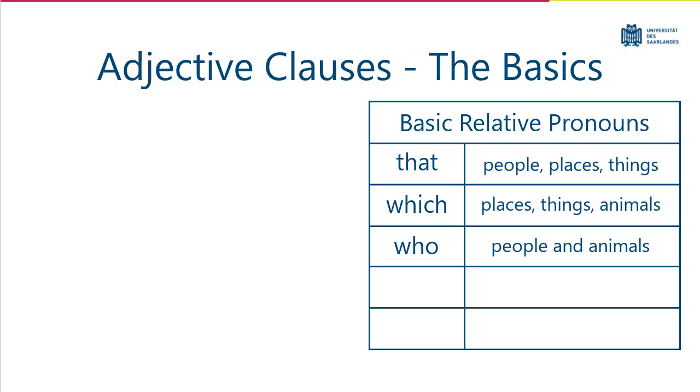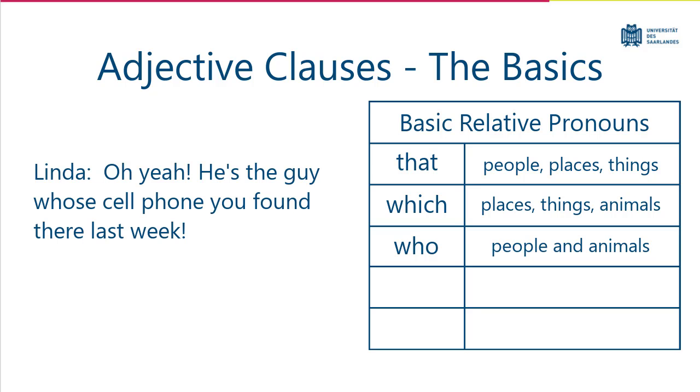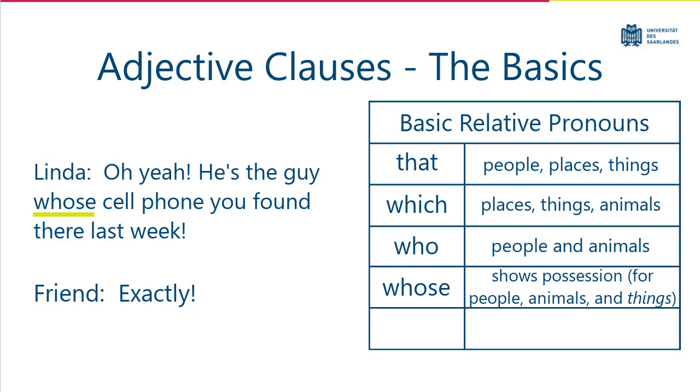This description rings a bell for Linda, and she replies, "Oh yeah, he's the guy whose cell phone you found there last week." Her friend smiles. "Exactly," she says. Linda just used our fourth relative pronoun, whose. This one's used to show possession. In this case, that the cell phone belongs to a guy, that is, John. We typically use whose for people and animals, but it can also be used for things, even if it feels a bit strange.